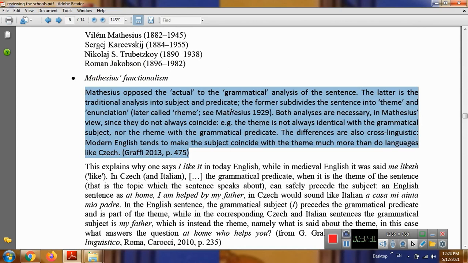Mathesius opposed the actual to the grammatical analysis of the sentence. The latter is the traditional analysis into subject and predicate. The former subdivides the sentence into a theme and enunciation, later called rheme. Both analyses are necessary in Mathesius' view, since they don't always coincide. The theme is not always identical with the grammatical subject, nor the rheme with the grammatical predicate. The differences are also cross-linguistic. Modern English tends to make the subject coincide with the theme much more than do languages like Czech.